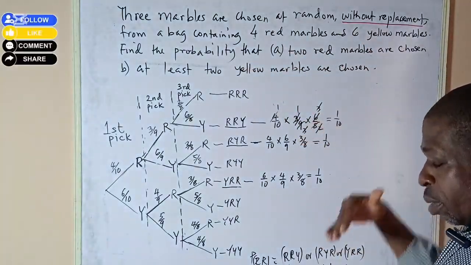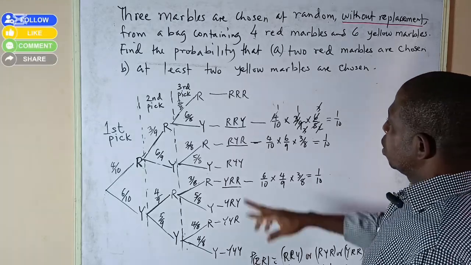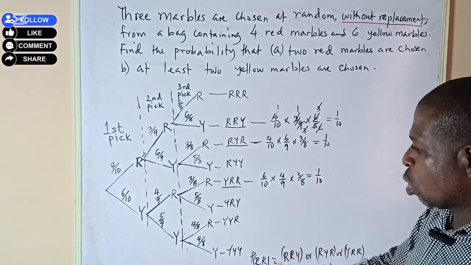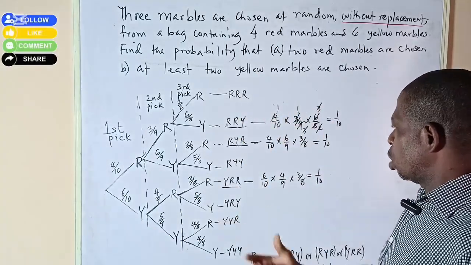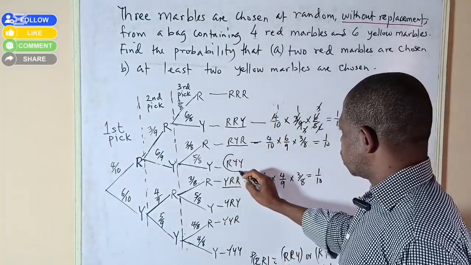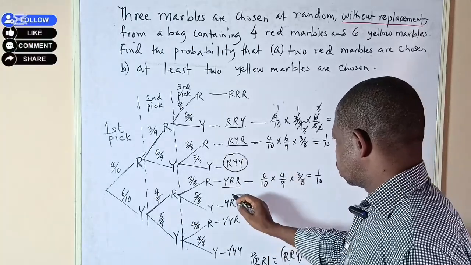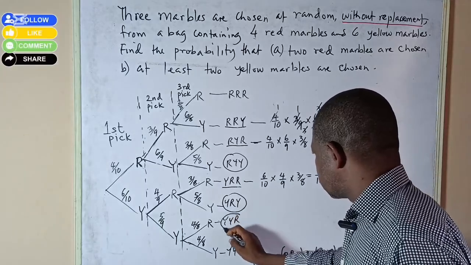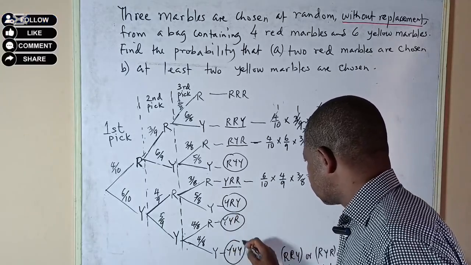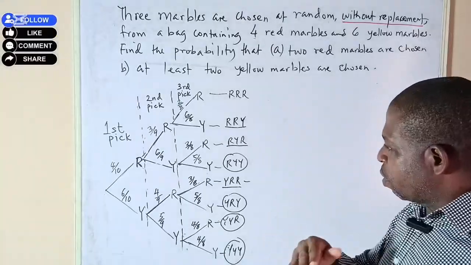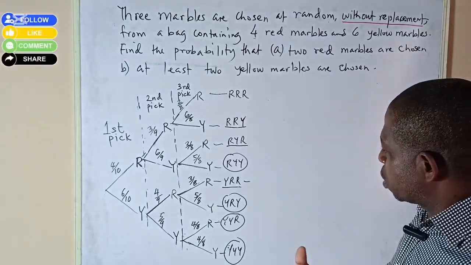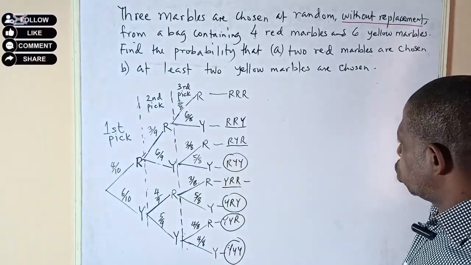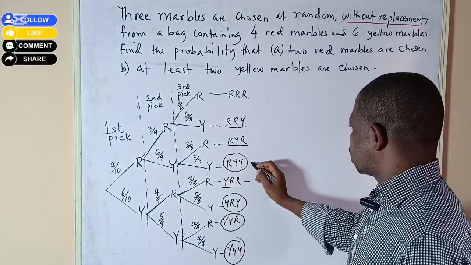Again, look below the surface. At least two yellow marbles means there could be two yellow marbles or more than two yellow marbles. That case will be this, this, this, and this. Let's clear this for space. So we again find the individual probabilities involving two yellow marbles or more than two yellow marbles. So let's look at this case.